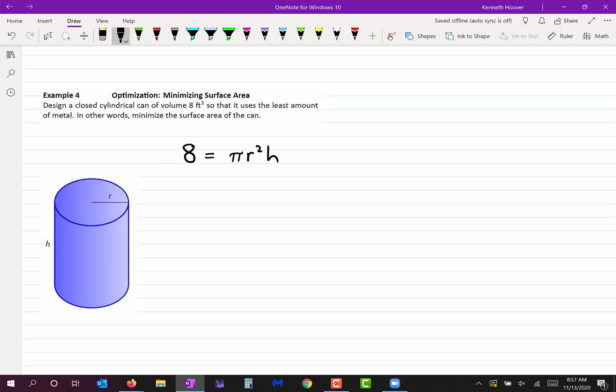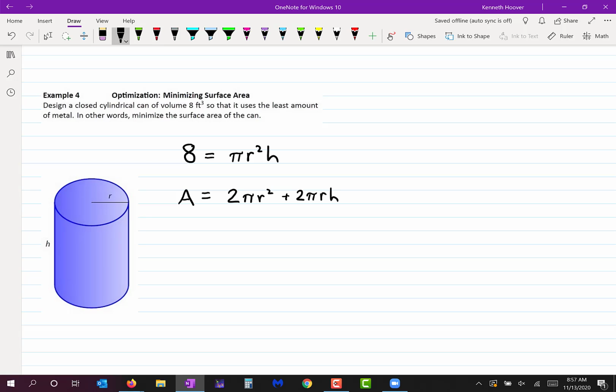All right, they want us to minimize the surface area. The surface area of a cylinder is 2 pi r squared plus 2 pi r h. Again, if you did not know that, all you would have to do is look it up. Okay? And we want to minimize that area. So we'll set the derivative equal to 0 and do all that stuff, okay?